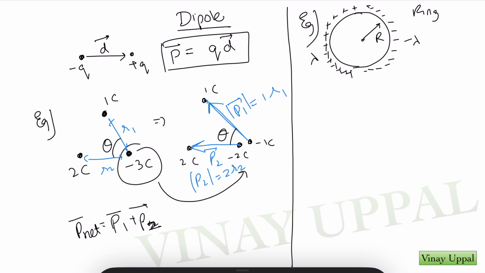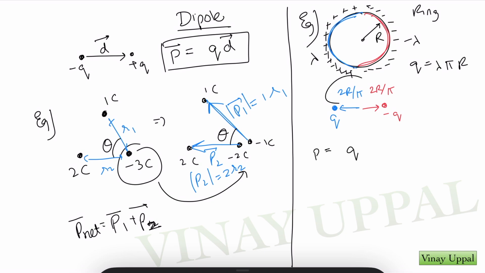So center of mass of a semicircle is at 2r by pi. So I'm going to replace the positive half by a point particle at 2r by pi and the negative half by a point particle minus q also at 2r by pi. Now what is this charge? So q is the charge on the semicircle, so that will be lambda into pi r. Pi r is the circumference of the semicircle, and therefore my dipole moment will simply be q times d, where d is the distance between q and minus q, so that will be 4r by pi. So you can just substitute q as lambda pi r and you will get it as 4 lambda r square.